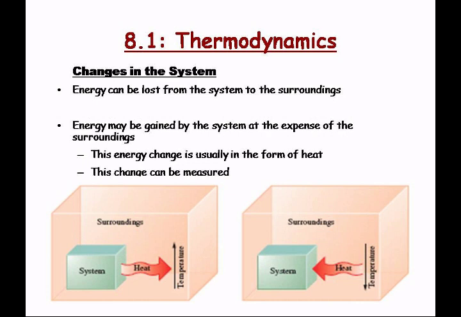Notice you've got a system here that's giving off heat into the surroundings. So what they're showing here is the temperature of the surroundings is increasing. This would be like a reaction that was occurring and you put your hand on the beaker and your hand was getting warm. In this case, the opposite is happening. The heat is flowing into the system. In this type of reaction, you would put your hand on the beaker and your hand would be getting colder. So energy change usually comes in the form of heat, like is shown here.